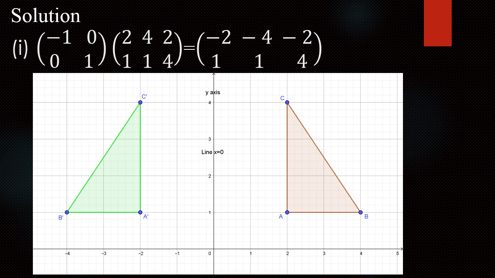Solution. Number 1, we are going to pre-multiply the matrix -1, 0, 0, 1. Our object is 2, 1, 4, 1, 2, 4. When we pre-multiply, we are going to get the image as -2, 1, -4, 1, -2, 4, as you can see on that diagram.